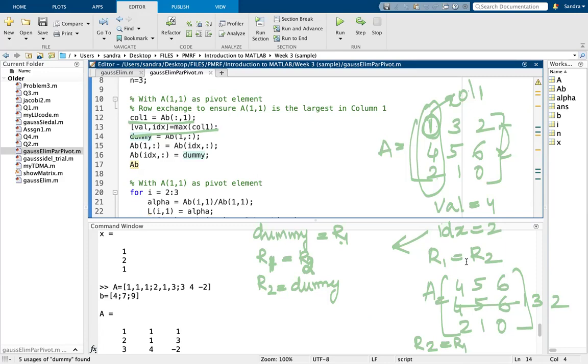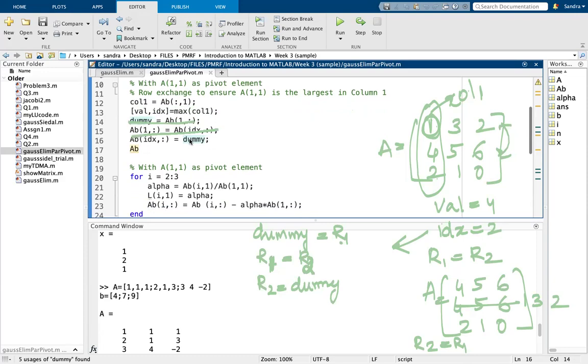Yes, ma'am, to store the. Yeah. I don't want it to get overwritten. So first in the dummy variable, I store the first row and then I exchange the rows. Then to whichever row I want to exchange, that is having this IDX index, I save the dummy variable. Now the row exchange has successfully happened.